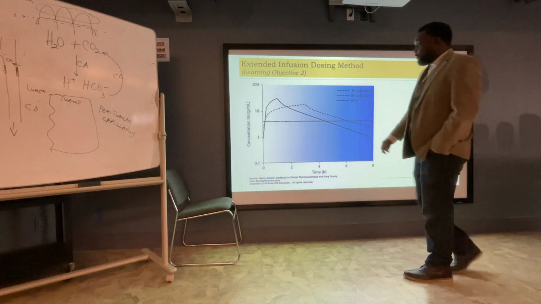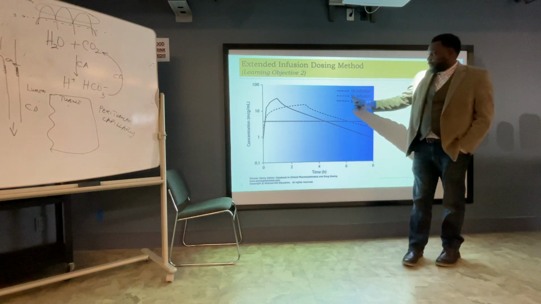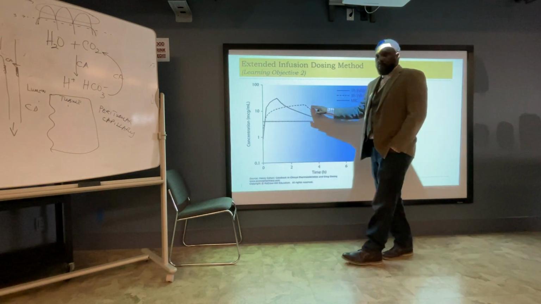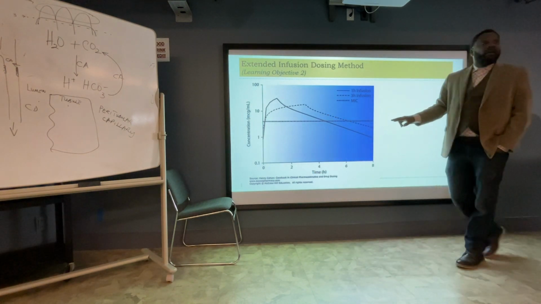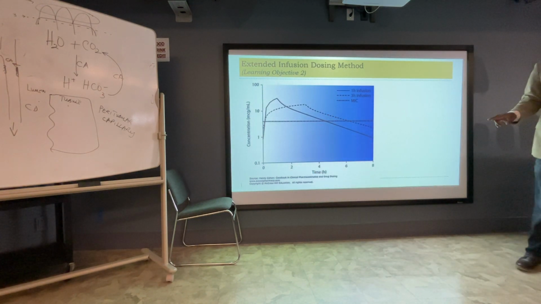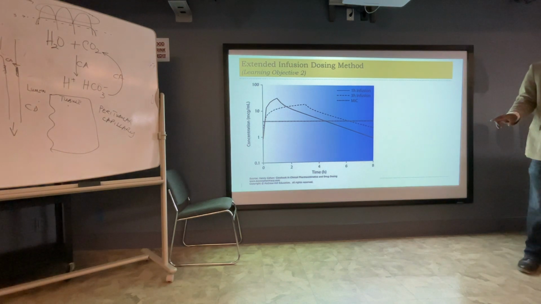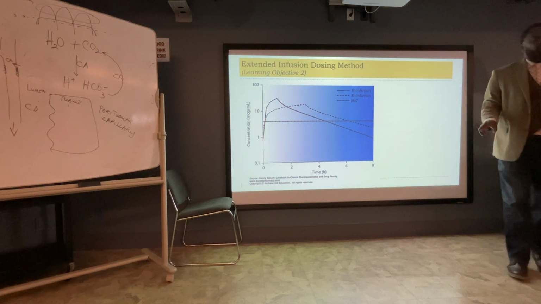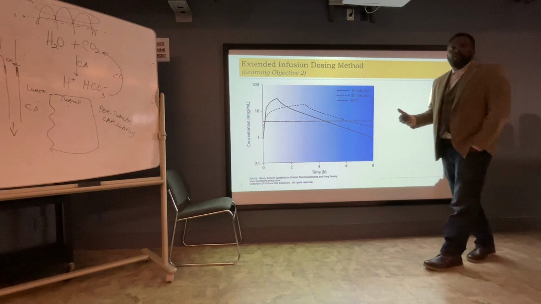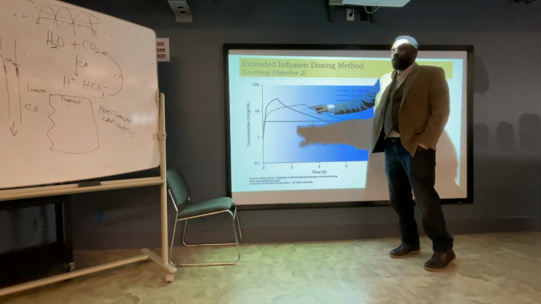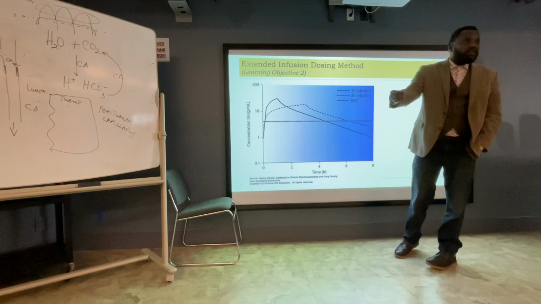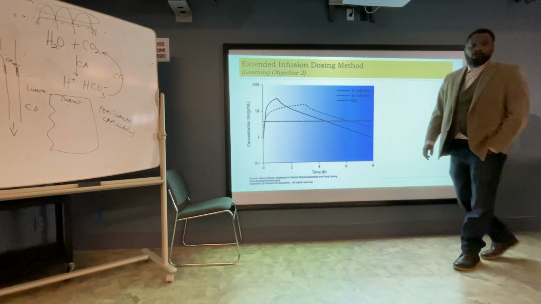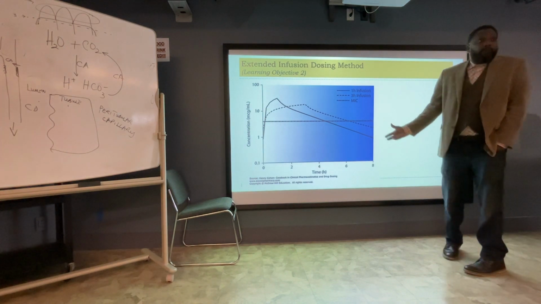If we extended that infusion to 3 hours, what happened to the peak? It went down, so it's lower. Is that what we found in our problem that we did, when we used the bolus dosing method versus the infusion method? Right? The longer the infusion, for the same dose and dosing interval, the lower the Cmax will be. Right? Why is that important?